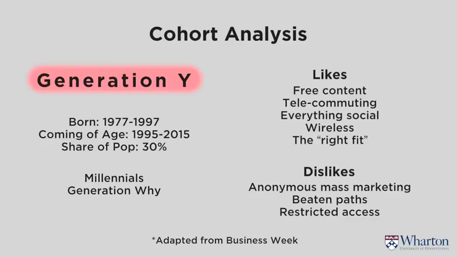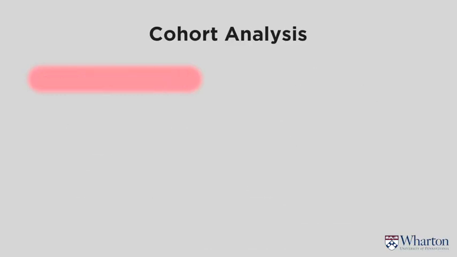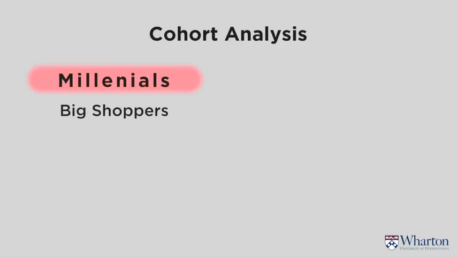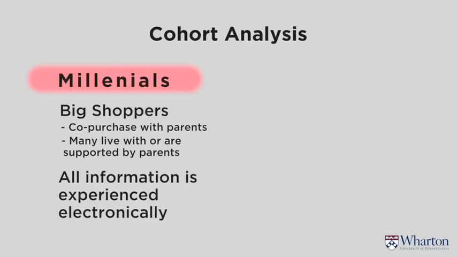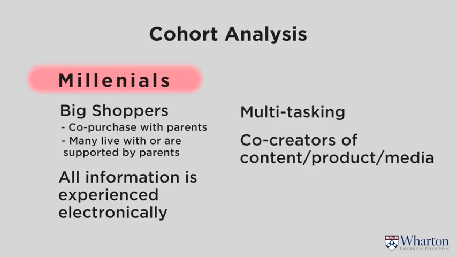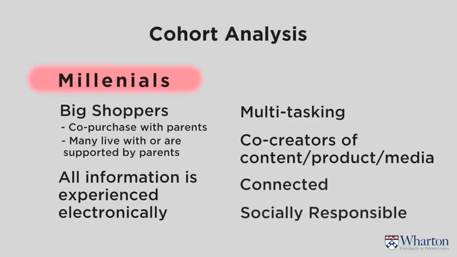They like new, they like different, they like customized. Millennials are big shoppers, but many times they co-purchase with their parents. Some of the millennials still live with them and are supported by their parents. They think about information electronically. They are not readers of paper newspapers. They don't care about print anymore. They're very, very comfortable multitasking and co-creating with the product. They're very connected, and the millennials tend to be socially responsible.